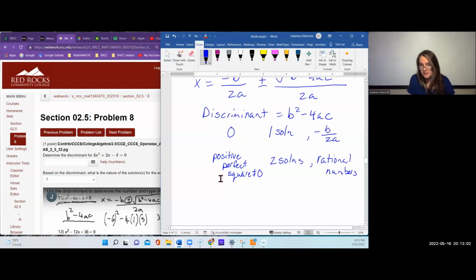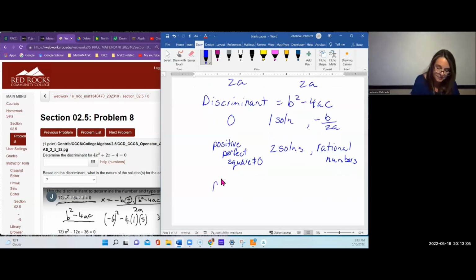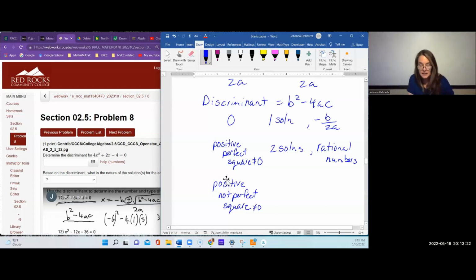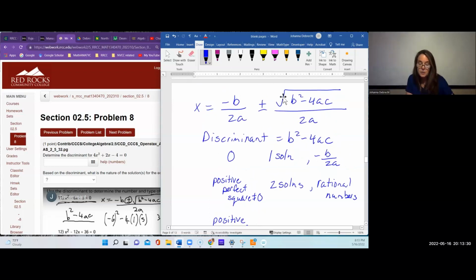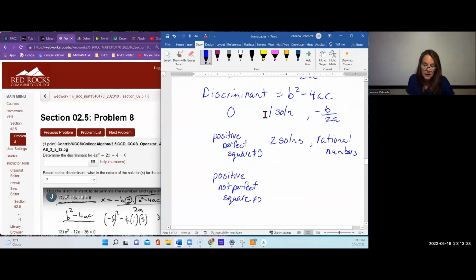What if we get a positive number, but it's not a perfect square? Something like 13 or 42. In this case, since it's a positive number, it's not equal to 0. And because it is positive, we know the answer is real. It's just going to be irrational. In that case, because it's irrational, the radical is not going to disappear. It's going to stay there. But with the plus or minus, we get two solutions. They'll both be irrational with radicals.